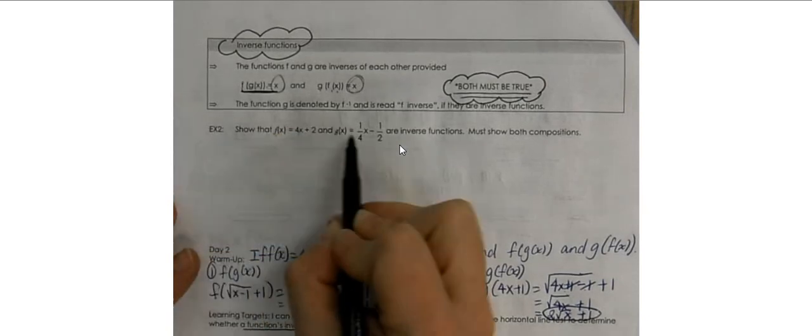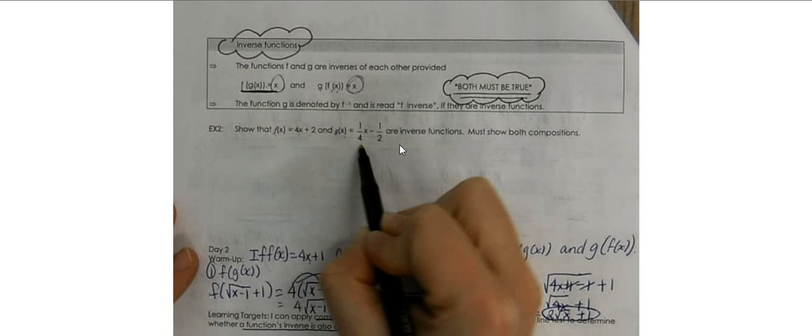A lot of kids will only check one but not check the other, and then they've lost half credit for that problem. So what I'm about to show you is what I'm going to be expecting to see on your homework as well as on your next test. So I want to show that f of x equals 4x plus 2 and g of x equals 1/4 x minus 1/2 are inverse functions of each other. Once again, you must show both compositions and show me the little work that's involved in simplifying these functions as well.